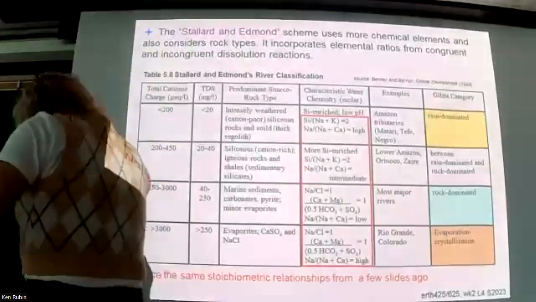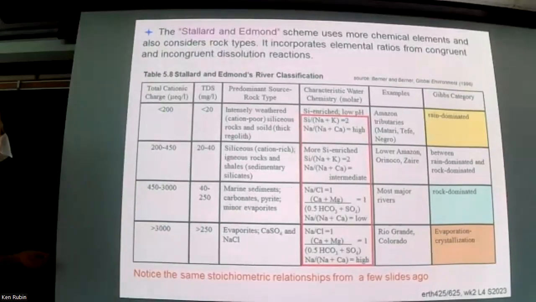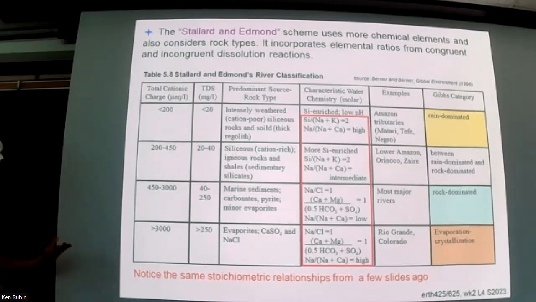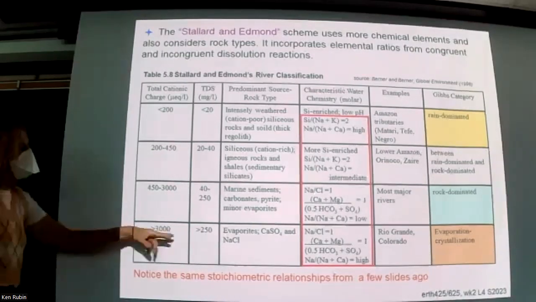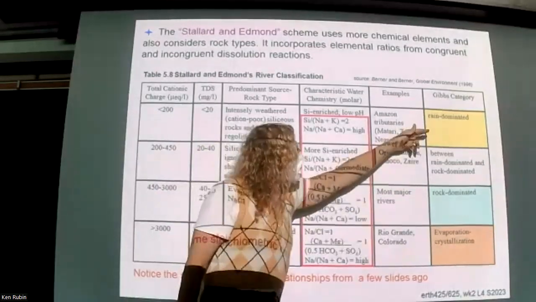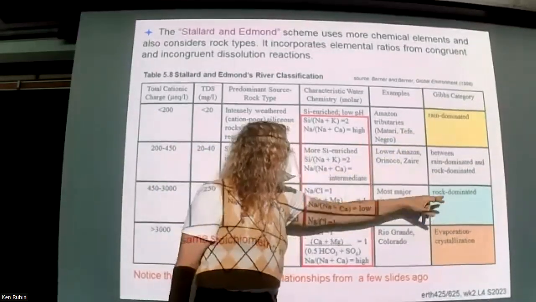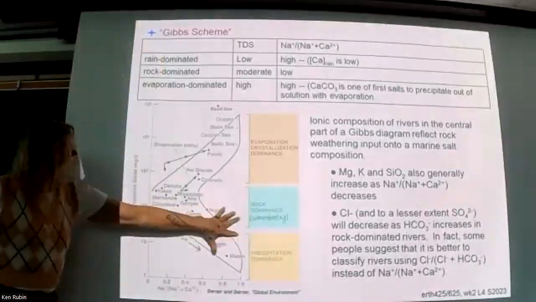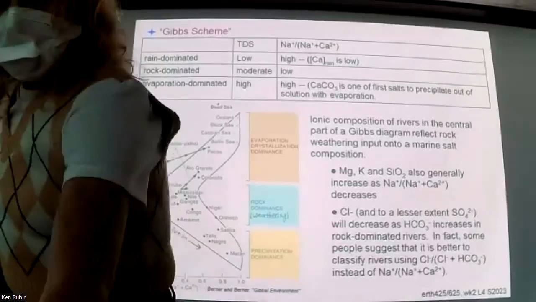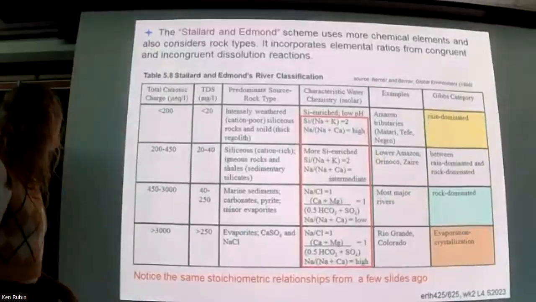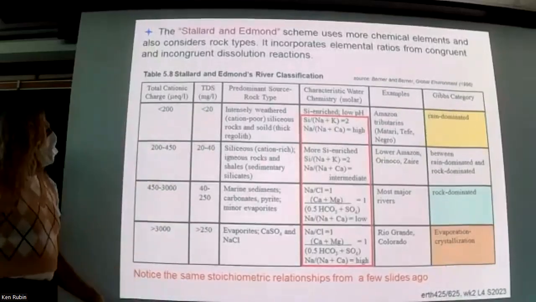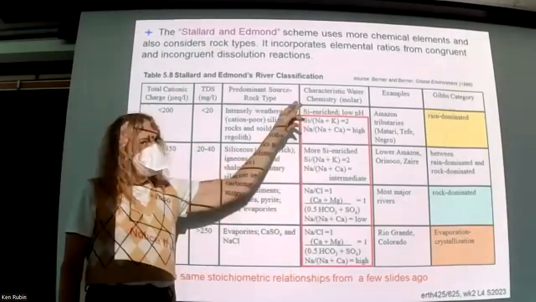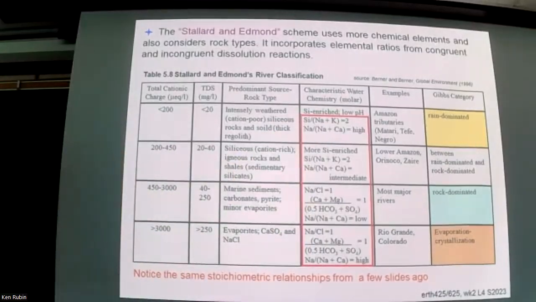So our next kind of more sophisticated classification scheme is called Stallard and Edmond. It's very similar to that last one, but it adds in some more stuff, right? So there's now 4 categories instead of 3, and I've color coded them so you can see. So there's something that now fits in between rain-dominated and rock-dominated across this bottom axis. It's basically something that slots in somewhere around here. And it still has total dissolved solids. And it's got some stoichiometry. And each one of these relationships comes from that chemistry that we just talked about 5 or 6 slides ago.